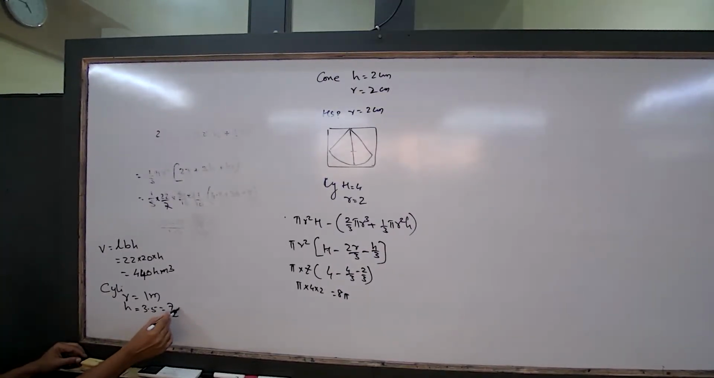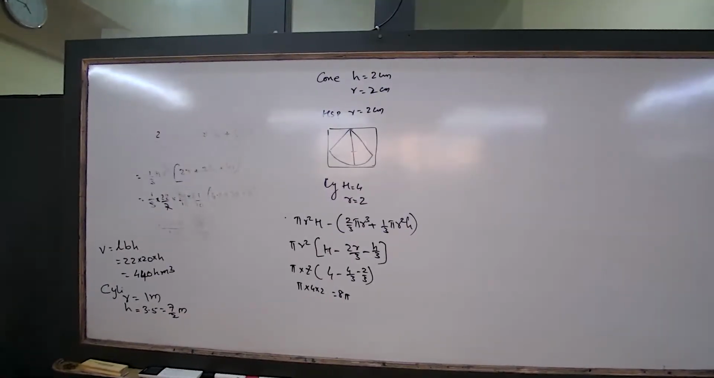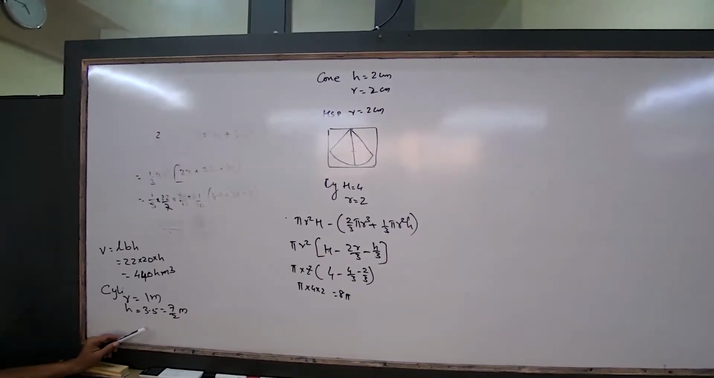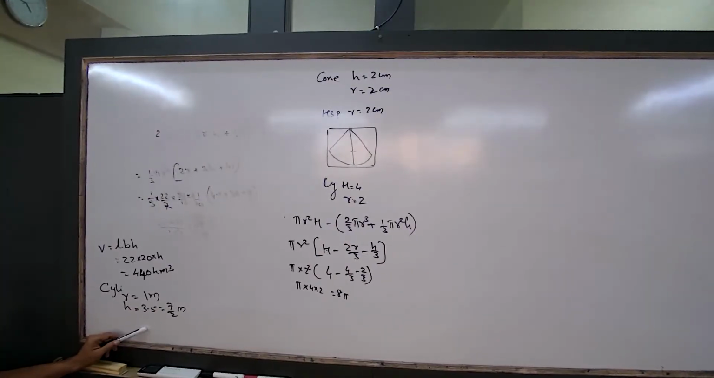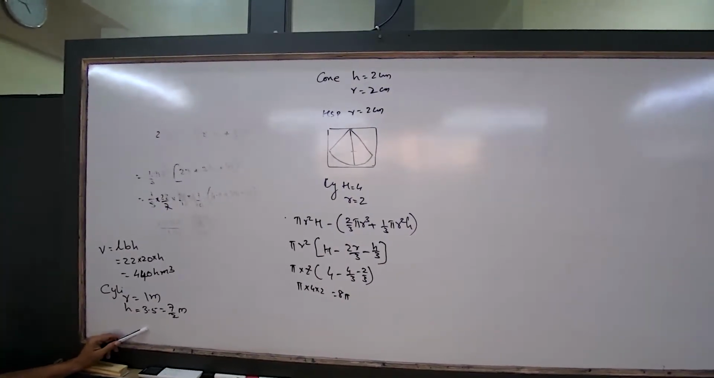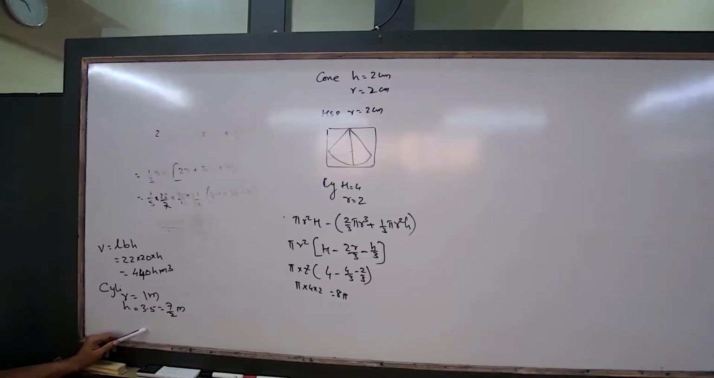Are you followed? How did you make it 7 by 2? If not, look here. How did you make it 7 by 2? 3.5 means 3.5, and 0.5 means half. Did I explain this in the class? Did I say something about this?